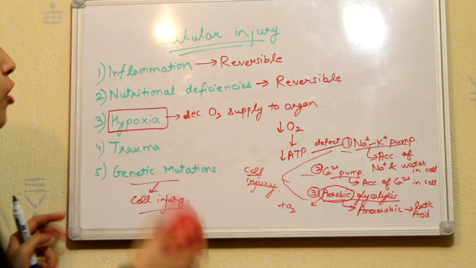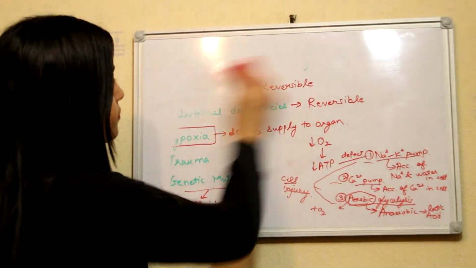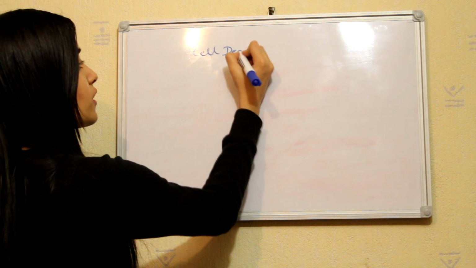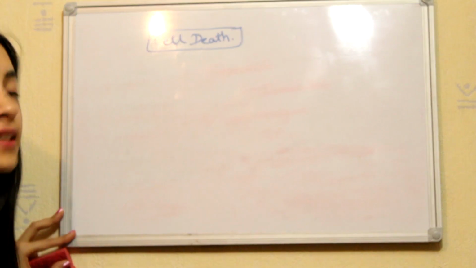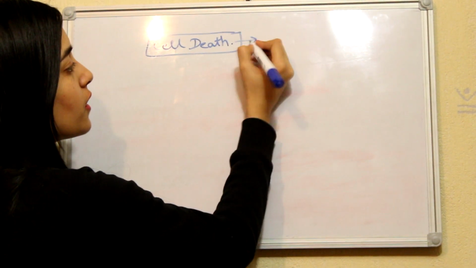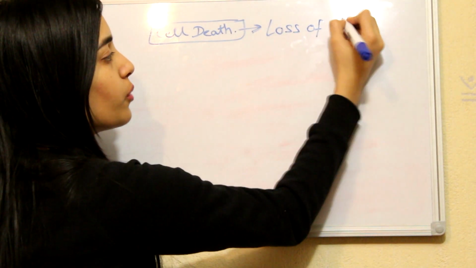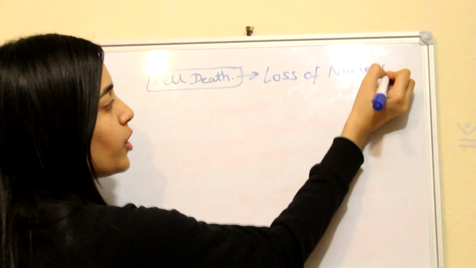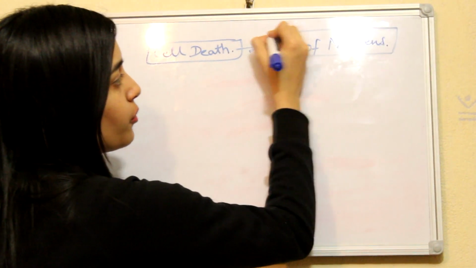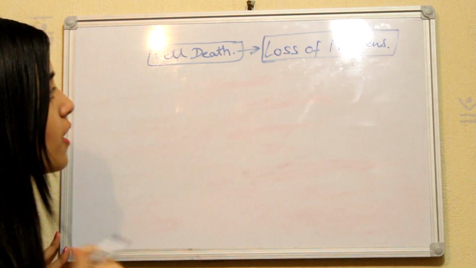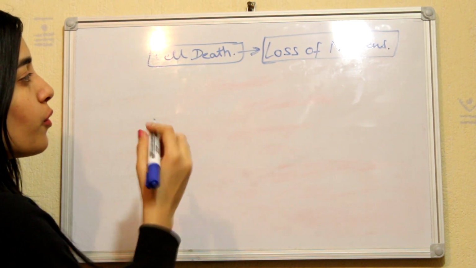Moving on to the next topic, it is cell death. Now, pathologically speaking, what is cell death? Cell death is defined as when there is loss of nucleus. This is very important. Whenever you read a question that says there is loss of nucleus, you can say that the cell is dead. So what are the ways of loss of nucleus?